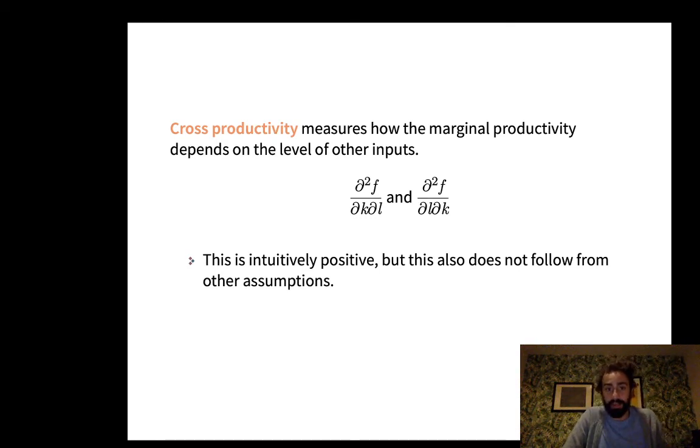Whereas if I have very few laborers, I'm going to get an additional tractor, and it's going to have little to no marginal value because all my laborers are already busy doing other tasks. And you could say the same thing for the marginal product of labor with respect to capital. Notice that these are symmetric because of the symmetry between cross derivatives, partial derivatives.